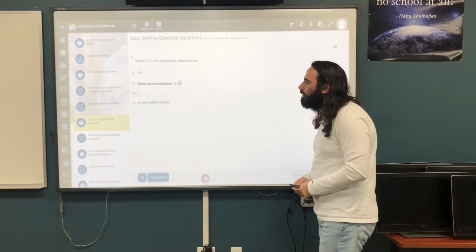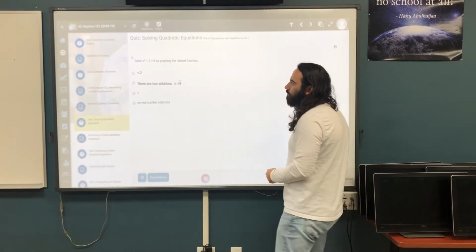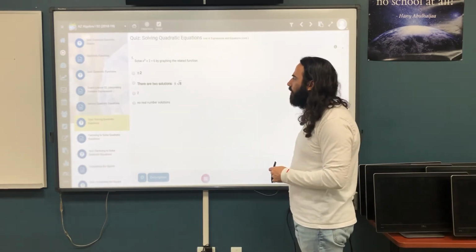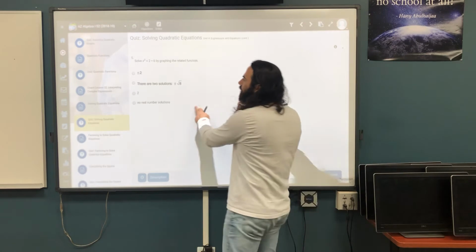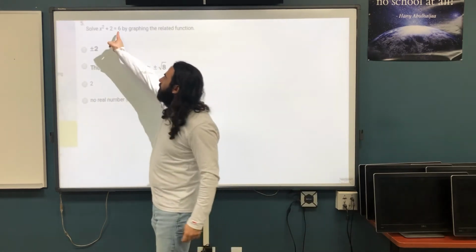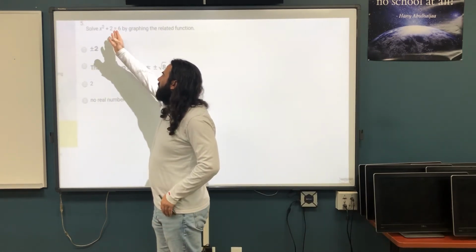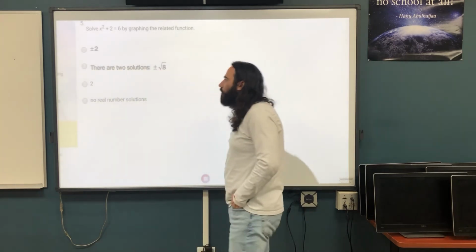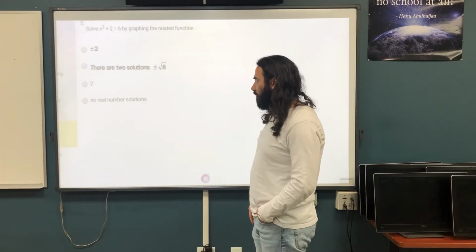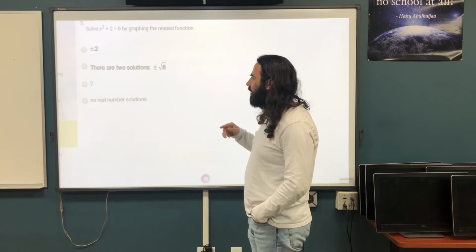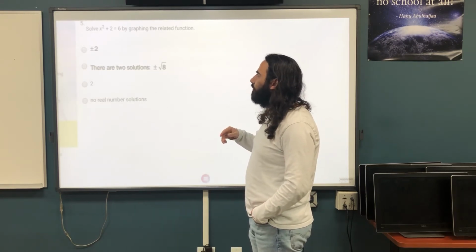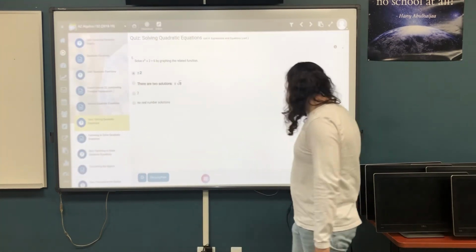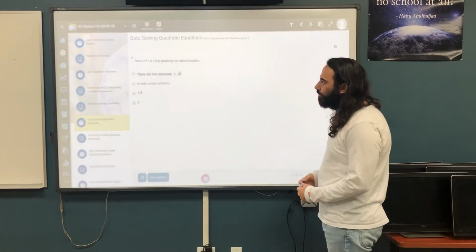Question 5. We need to solve this one by graphing. Just solve it algebraically. If you can see it, we have x squared plus 2 equals 6. It's the same thing. I'm not going to solve. You subtract 2 from both sides. Then you square root both sides, and you can cancel the square. So the answer would be positive negative 2. It's supposed to be positive negative 2.